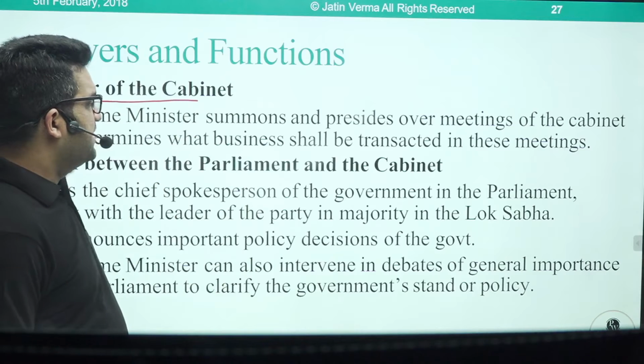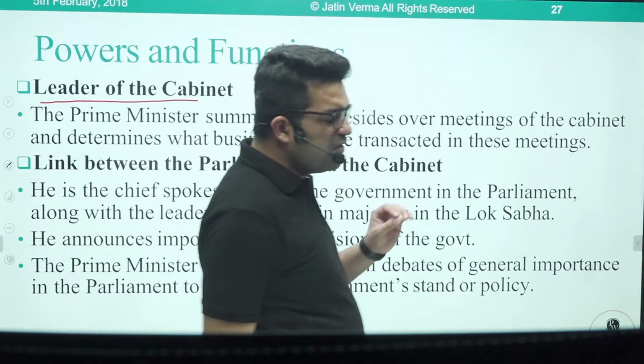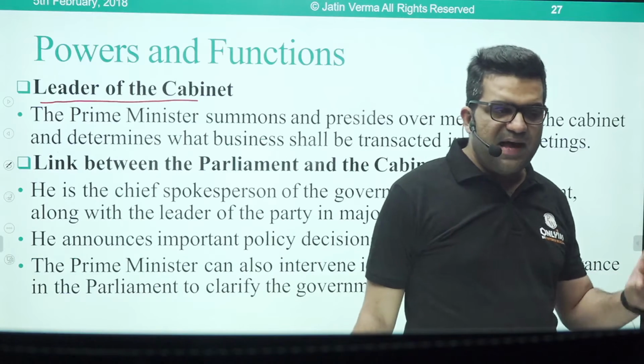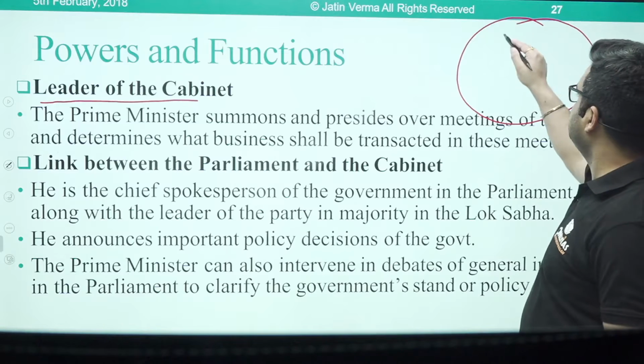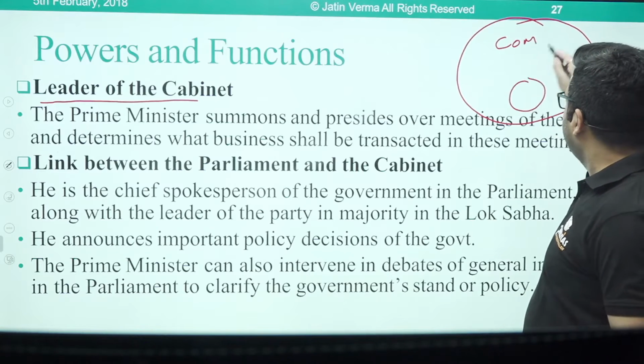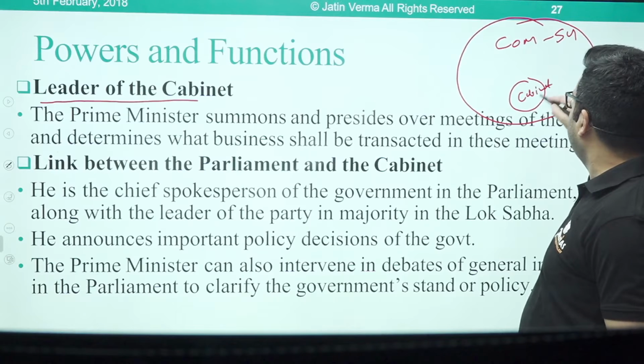Now, leader of the cabinet. The Prime Minister summons and presides over all the meetings of the cabinet. Cabinet is the inner circle of the Council of Ministers. So if this is the Council of Ministers, a large body of 54 members, the cabinet will comprise of only 10 to 12 members.